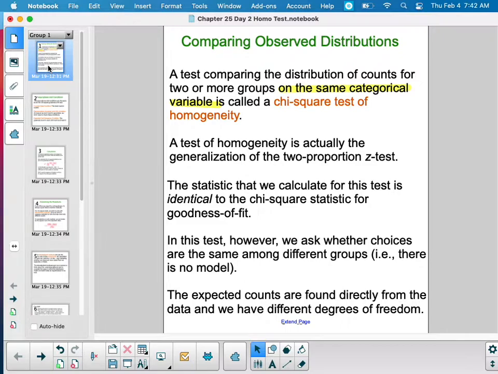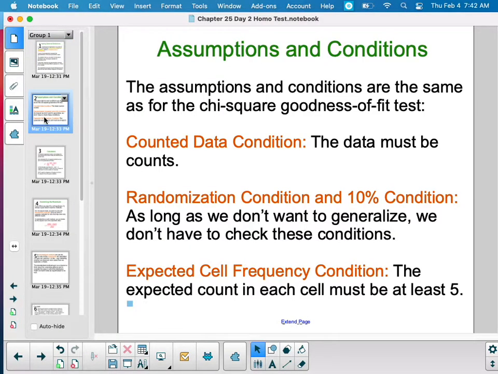The question we're asking here is whether choices are the same among different groups. So basically we're looking at one categorical variable, and we're looking at multiple groups to see if they're making the same choice. The expected counts are found directly from the data, and we have different degrees of freedom. So there are a couple things that are different. Our degrees of freedom can be a little different.